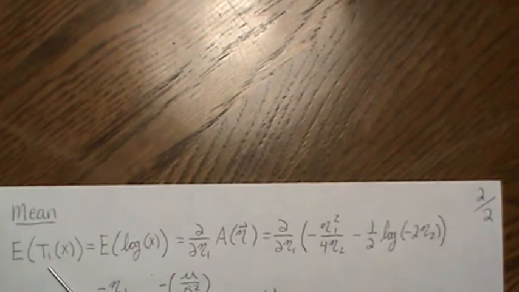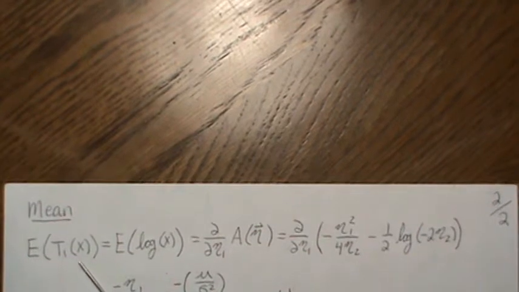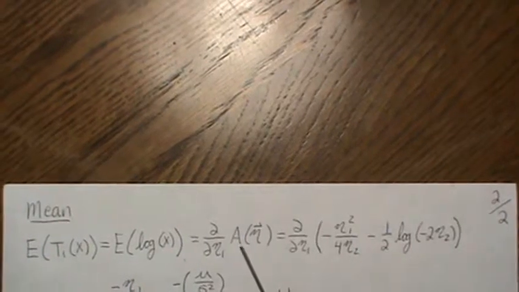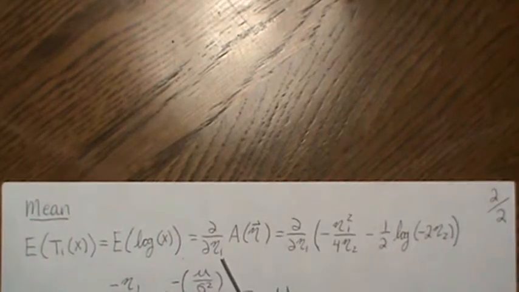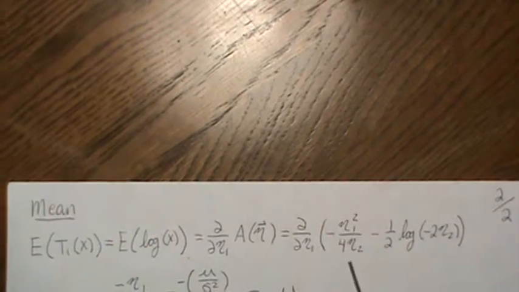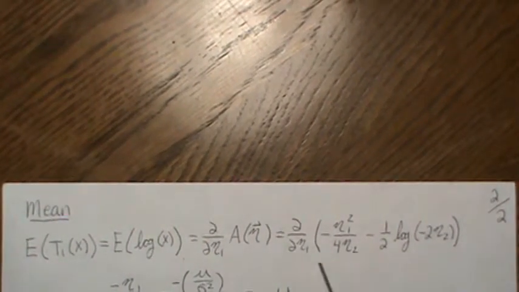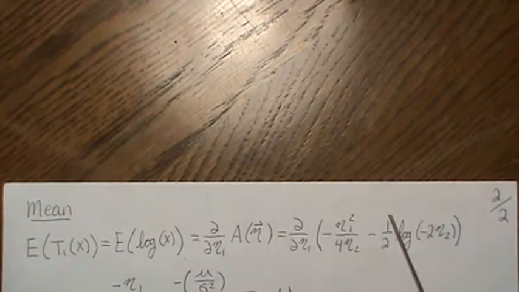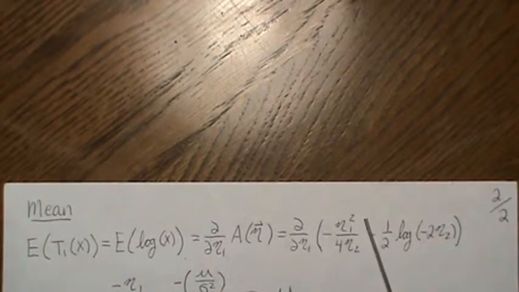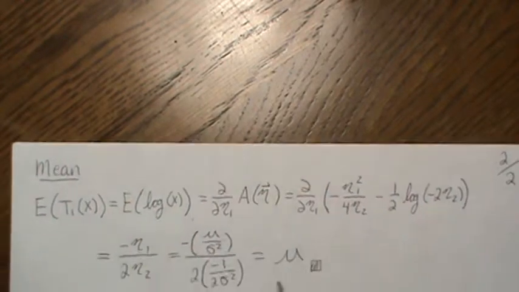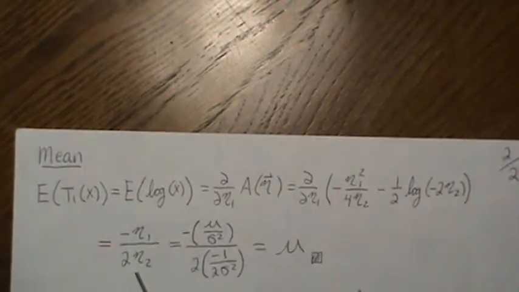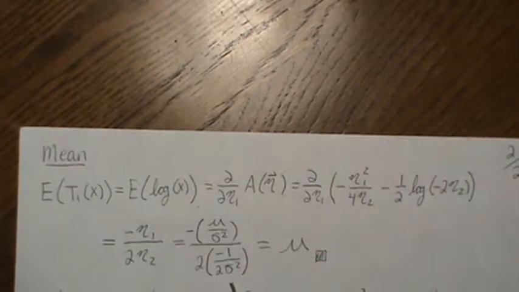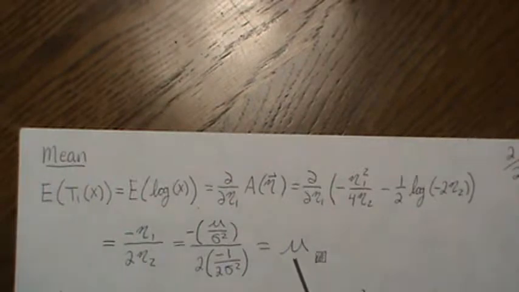So the mean of our first sufficient statistic, which is log of x, that is the partial of our log partition with respect to eta 1. Now our log partition was this, so we take the partial of it with respect to eta 1. Now there's no eta 1 here, so that drops out, and there's an eta 1 here, so it's going to be 2 eta 1, and so it ends up being this. Now we plug back in what we know about eta 1 and eta 2, which are these, and then we simplify it, and it is equal to mu.